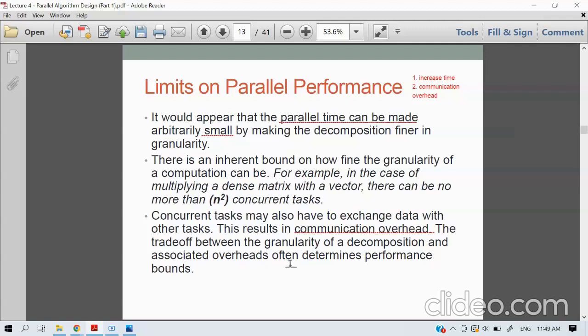It often determines the performance bound. Sometimes there is actually no need to decompose the problem into so many tasks. Decompose into 2, 3 or 5 at least. Okay, no need to go up to 10 or 7 or whatever. Why? It will increase the time and also the communication overhead, because it deals with data exchange.